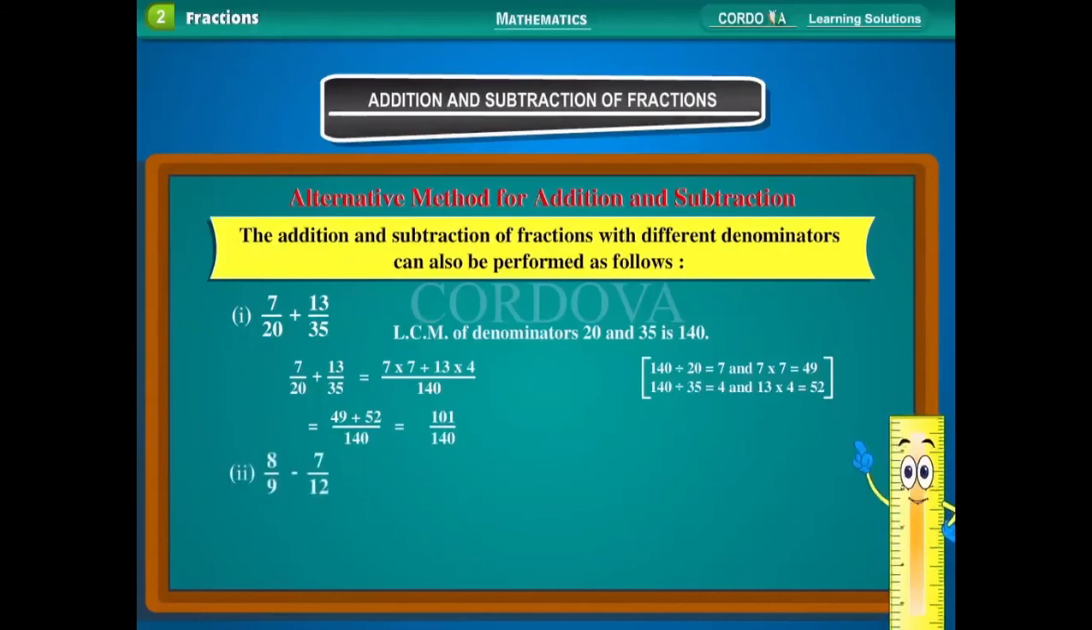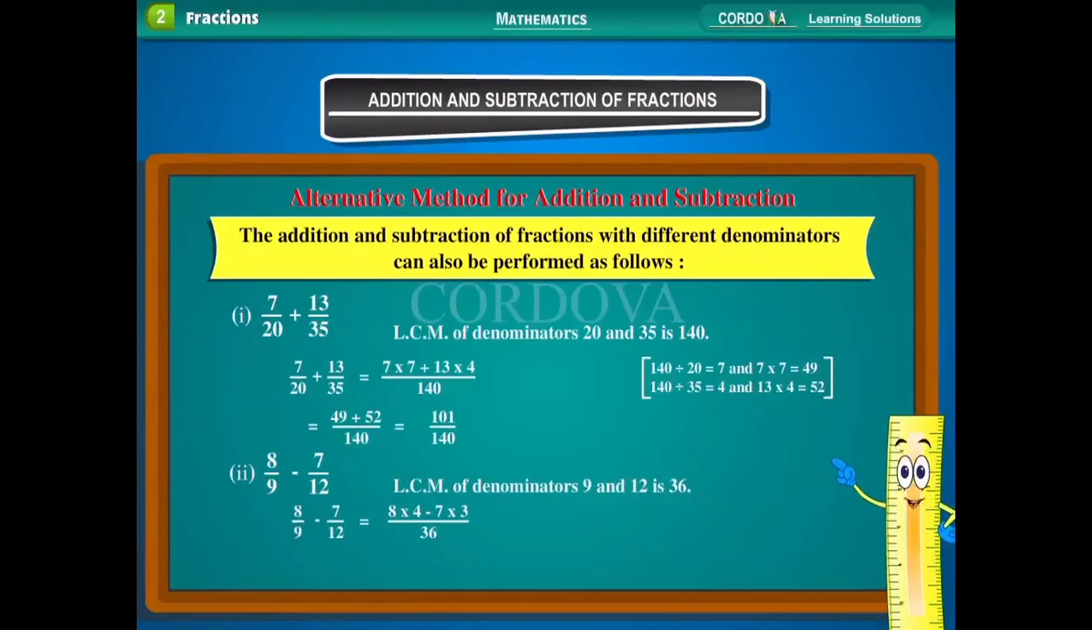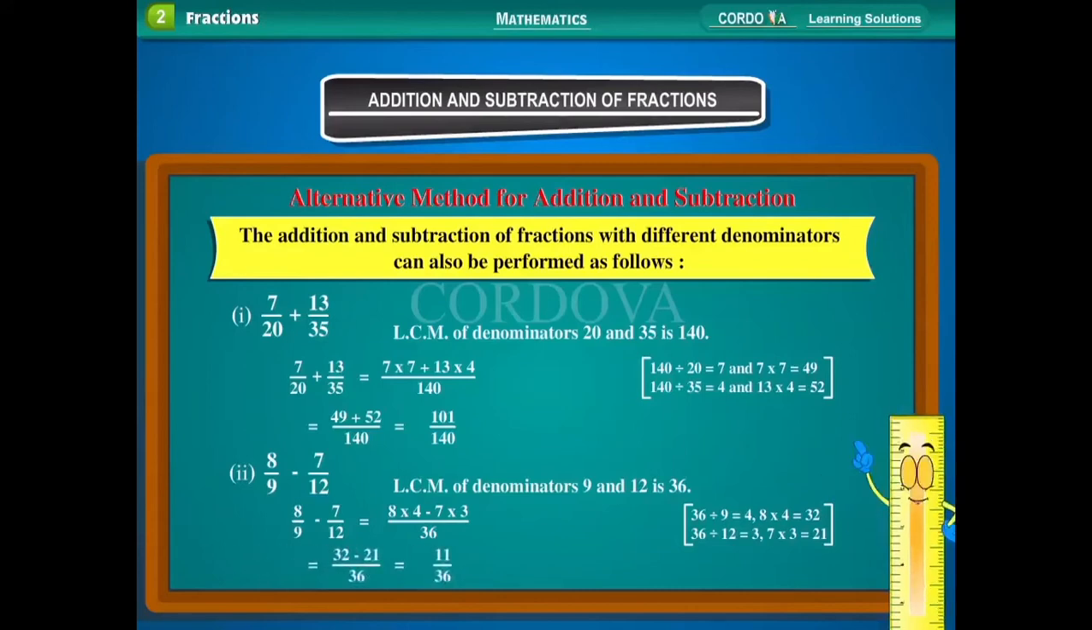8/9 minus 7/12. LCM of denominators 9 and 12 is 36. 8/9 minus 7/12 is equal to (8 into 4 minus 7 into 3)/36. 36 divided by 9 is equal to 4. 8 into 4 is equal to 32. 36 divided by 12 is equal to 3. 7 into 3 is equal to 21. This is equal to (32 minus 21)/36, which is equal to 11/36.